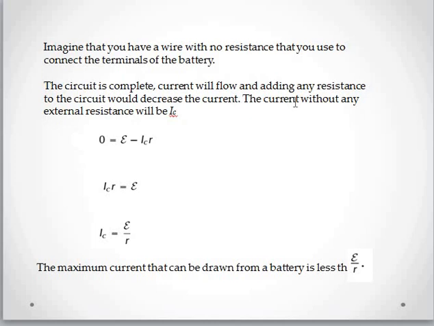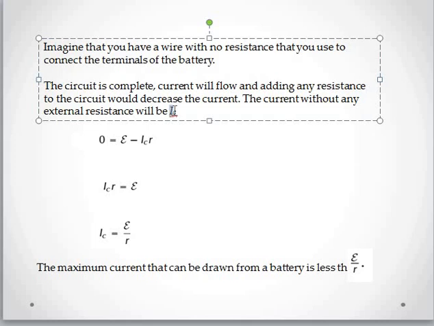Current will flow, and adding any resistance to the circuit will decrease the current. So as we add the resistance, the current will definitely go down. We saw the relationship: the current will go down because epsilon is constant, and IR must always match the maximum, which is epsilon. So the current without any external resistance will be IC, the critical current.